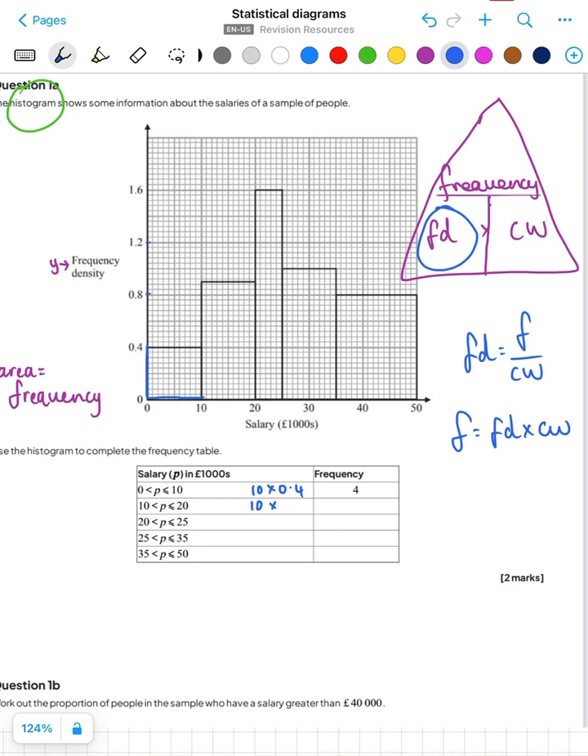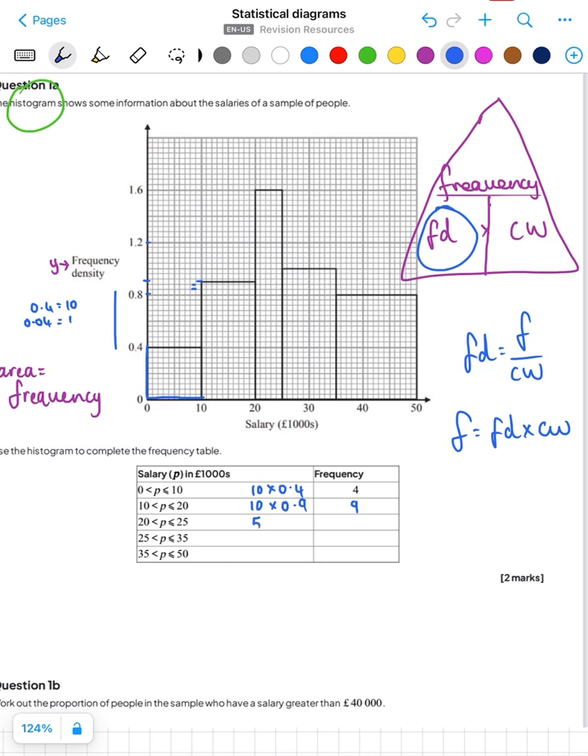We're going up here in 0.4, and that is split between 10 boxes, so every one box is 0.04. So that's 0.8 plus 0.04 plus 0.04 plus half a box, which is 0.02. So 0.8 plus 0.04 plus 0.04 plus 0.02 is going to give us 0.9. So here is approximately 0.9. So that's 9 frequency.